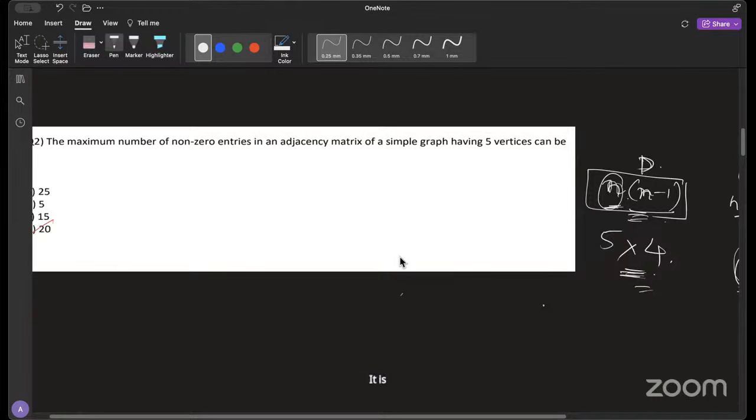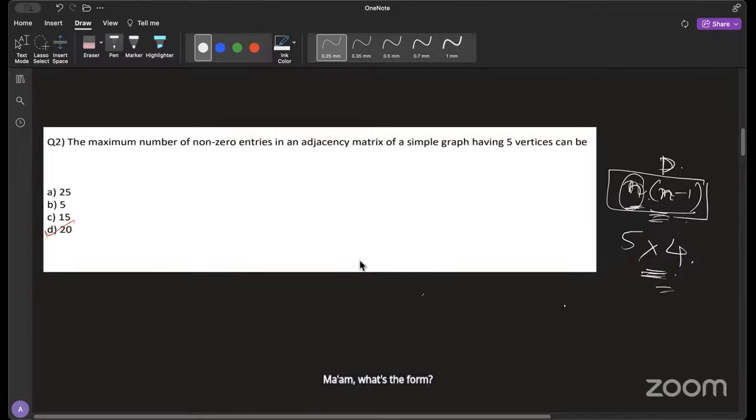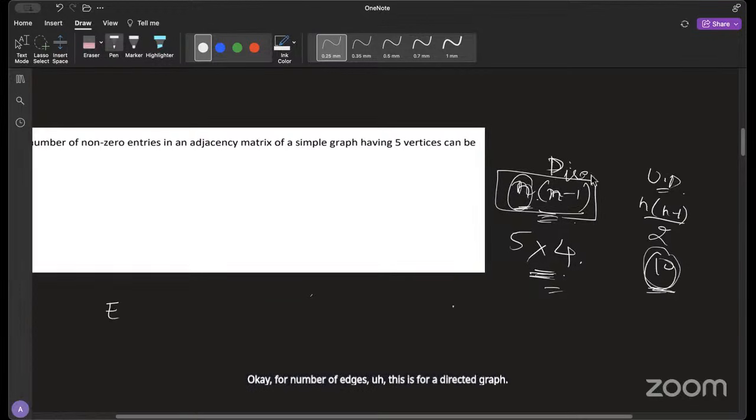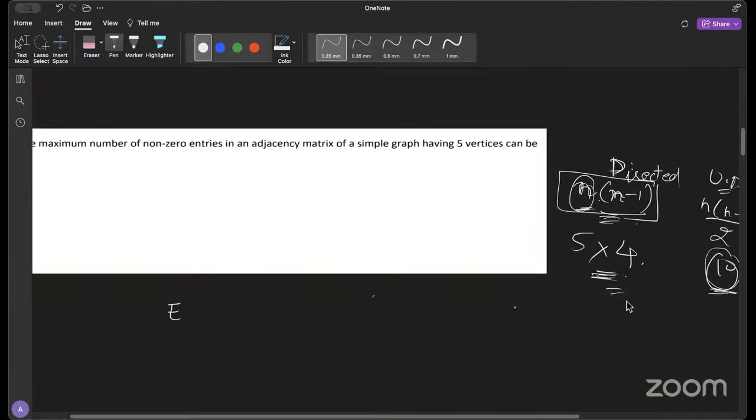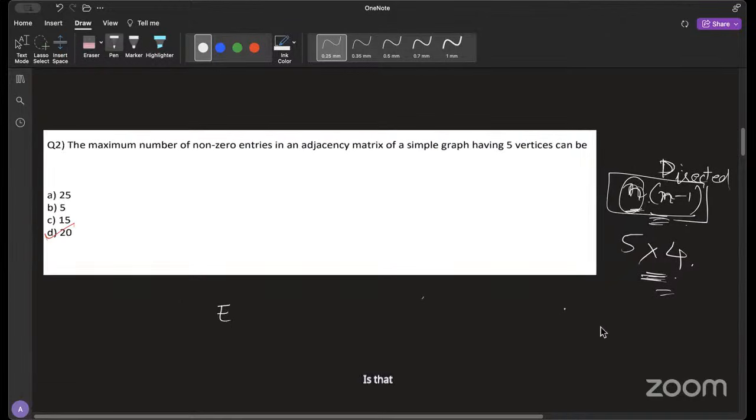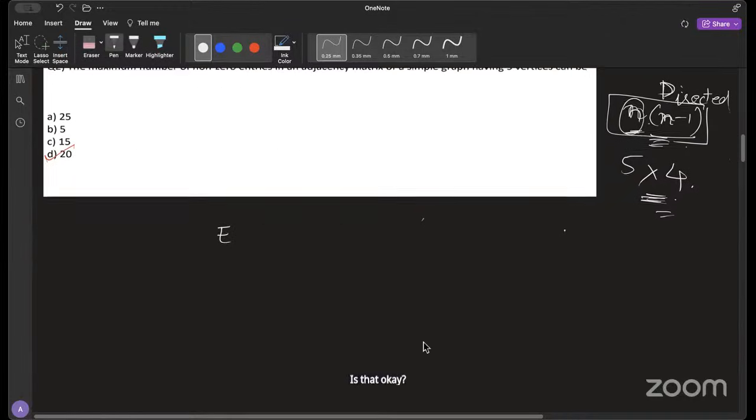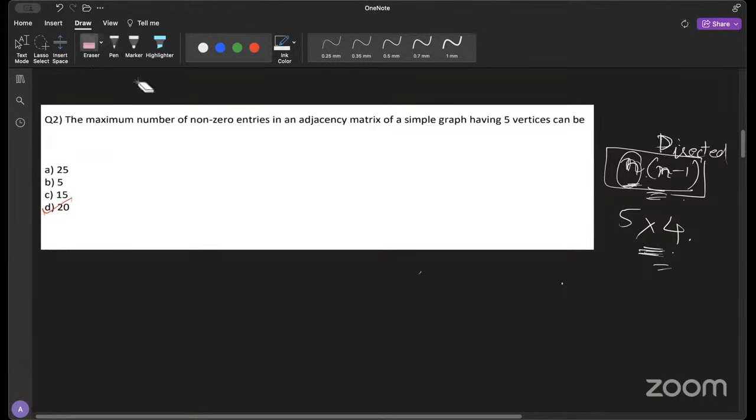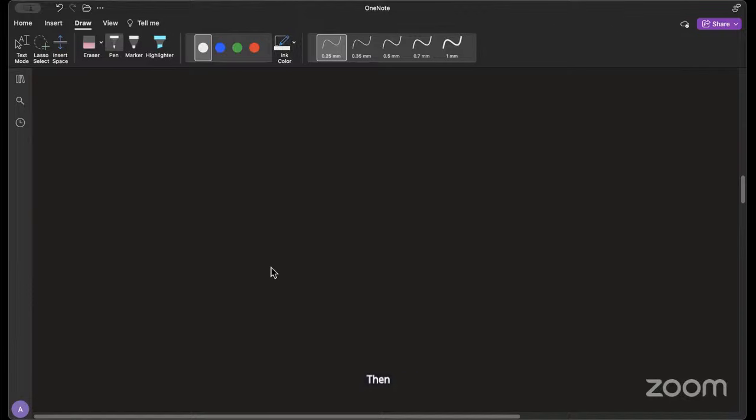Ma'am, what's the formula for the number of edges? Okay, for the number of edges, for a directed graph it's n(n-1), and for an undirected graph it's n(n-1)/2. Is that okay? Yes, ma'am. Okay, then coming to the next question.